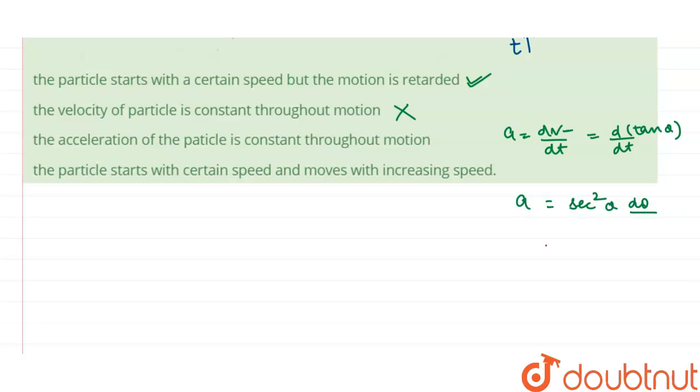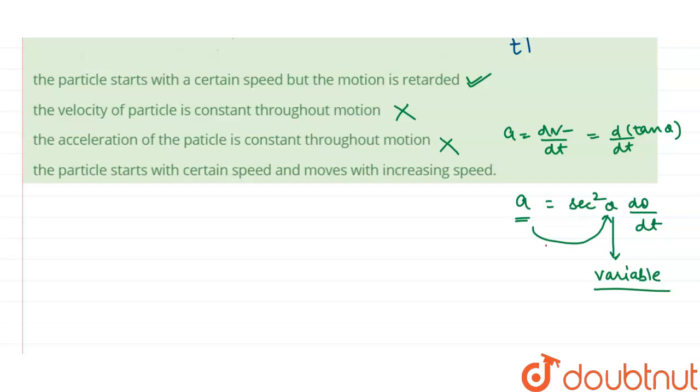So after solving, a equals sec square theta d theta upon dt, because the differentiation of tan theta is sec square theta. That means acceleration depends on the value of theta, and the value of theta is variable because it changes at every point. When the value of theta changes, the acceleration also changes. That means acceleration is not constant, so this is the wrong option.